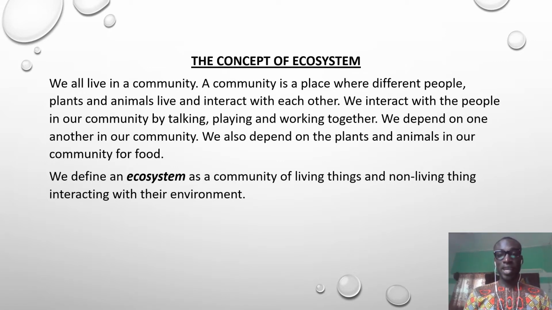We define an ecosystem as a community of living things and non-living things interacting with their environment. So that is for ecosystem. As a community, ecosystem is a community of living things and non-living things interacting with their environment. So that is what ecosystem means, or that is what is ecosystem.